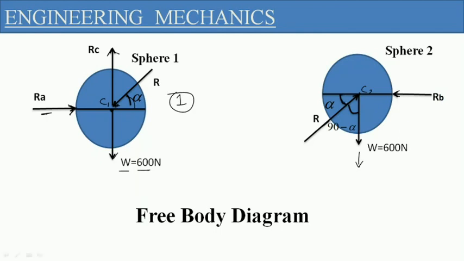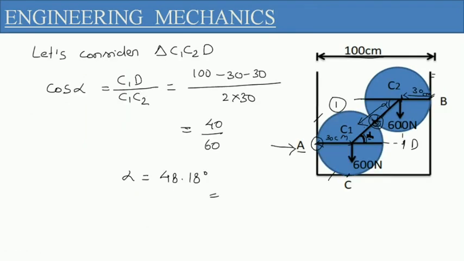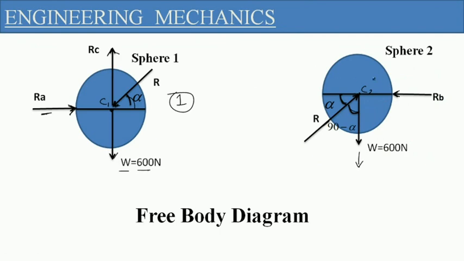So this angle is alpha, and this angle will be 90 minus alpha. Or we can also define this alpha angle as, this angle is alpha, this is 90 degree, so this angle would be 90 minus alpha. So automatically this angle will be alpha. So by this way we can define the free body diagram for sphere 2. So here we have free body diagram for sphere 1 and free body diagram for sphere 2.